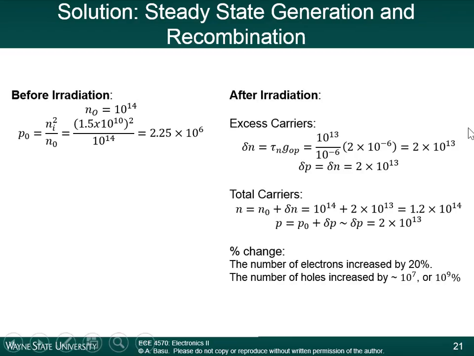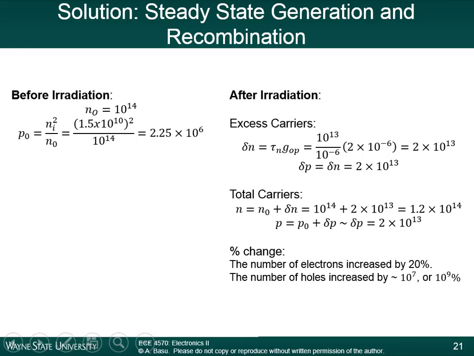After irradiation, the number of excess carriers, sigma n, is equal to tau n times GOP. And that's equal to 10 to the 13th, which is the GOP, the generation rate, and 2 times 10 to the negative 6, which is the carrier lifetime.